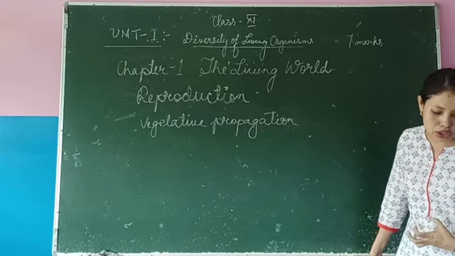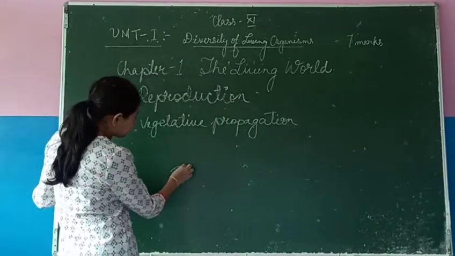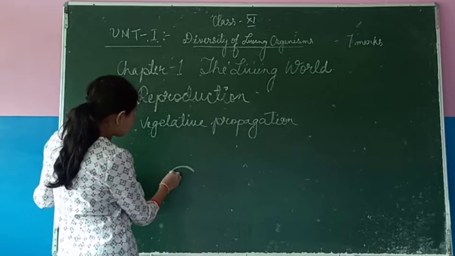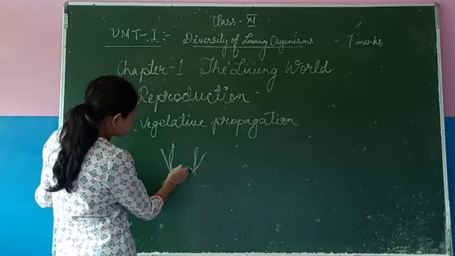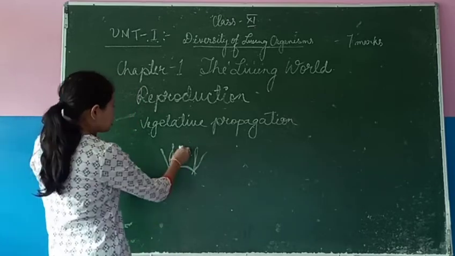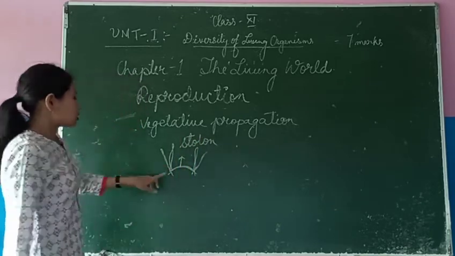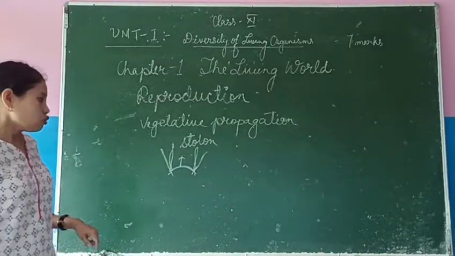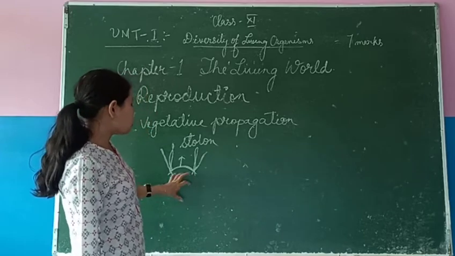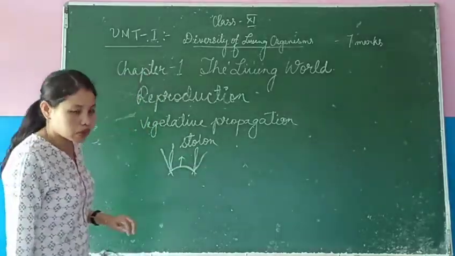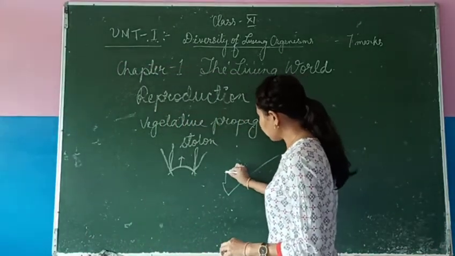In vegetative propagation, for example, in strawberry, what do you do? Strawberry is a creeper. It has a structure called stolon. So this is the plant body. These are the roots. There is a structure called stolon, the spelling is S-T-O-L-O-N. This stolon can give rise to a new strawberry plant. If you take this one and grow it in another soil, in a different place, this stolon can give birth to a new plant.